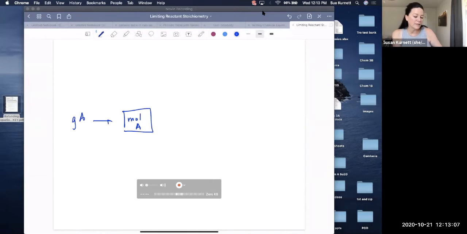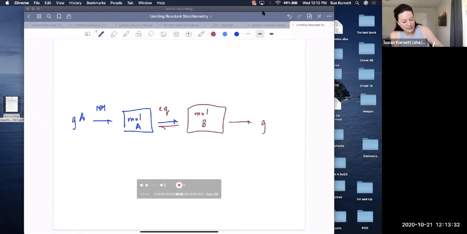If I know the grams of A, I can get to the moles of A, and I use the molar mass to do that. I can go from moles of A to moles of B and back. So this is like me saying moles of the reactant nitrogen monoxide to moles of the product ammonia, and that always requires a balanced chemical equation. Once I get to moles of B, I could go to grams, again using a molar mass. So that's what we just did.